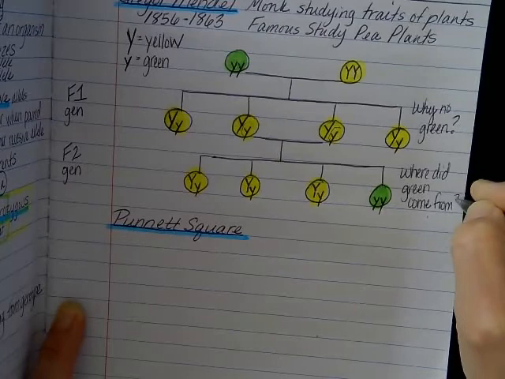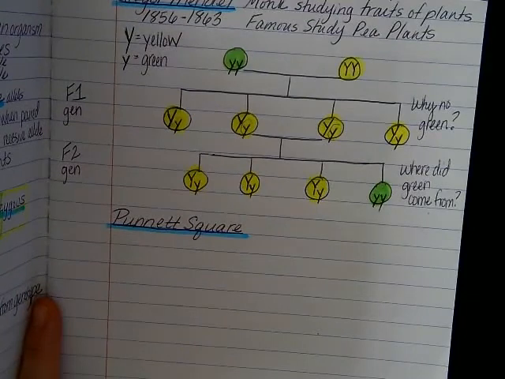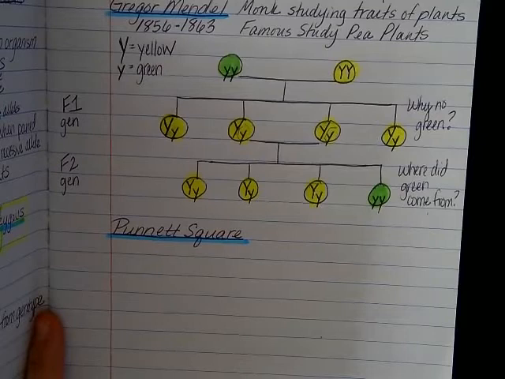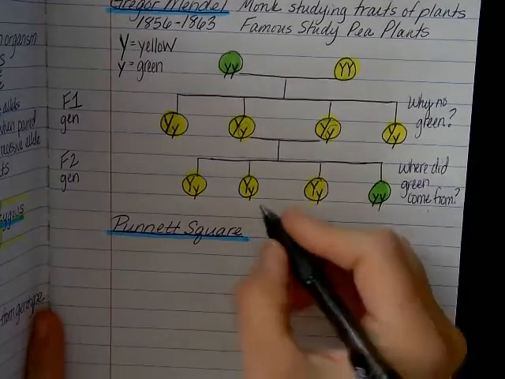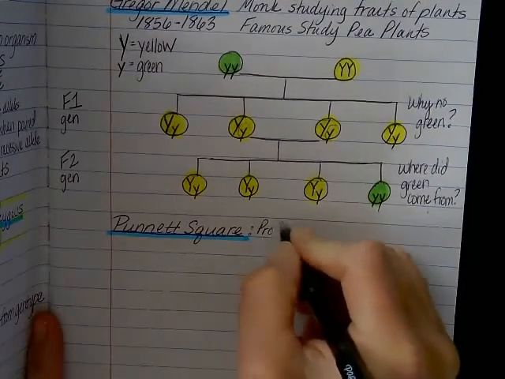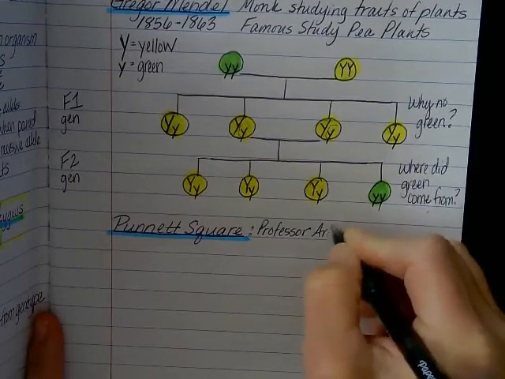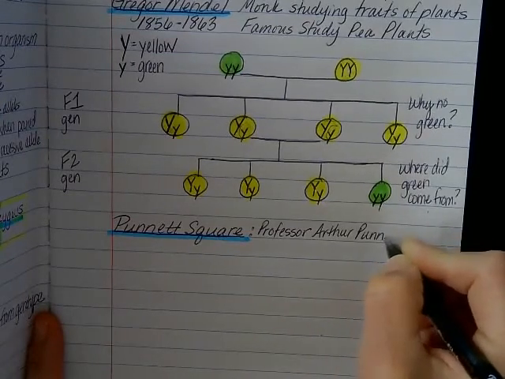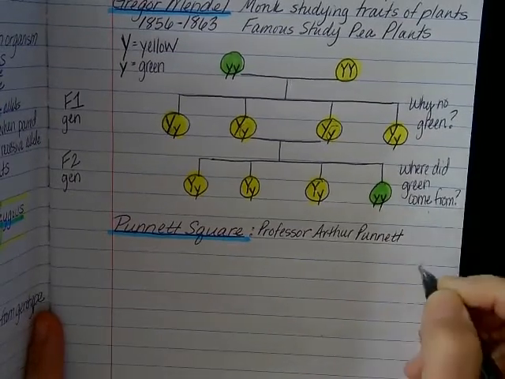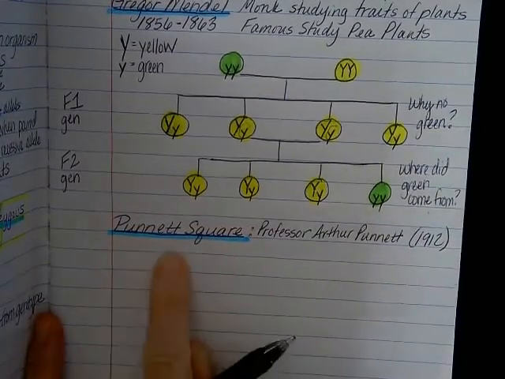Other people have looked at his research, they've looked at his theories, and they have found different ways to prove that he was correct in what he was thinking. One of the people that started looking at his work was a professor from Cambridge University in England. His name was Professor Arthur Balfour Punnett. He had 2 last names. And in 1912, he came up with what's called the Punnett square.